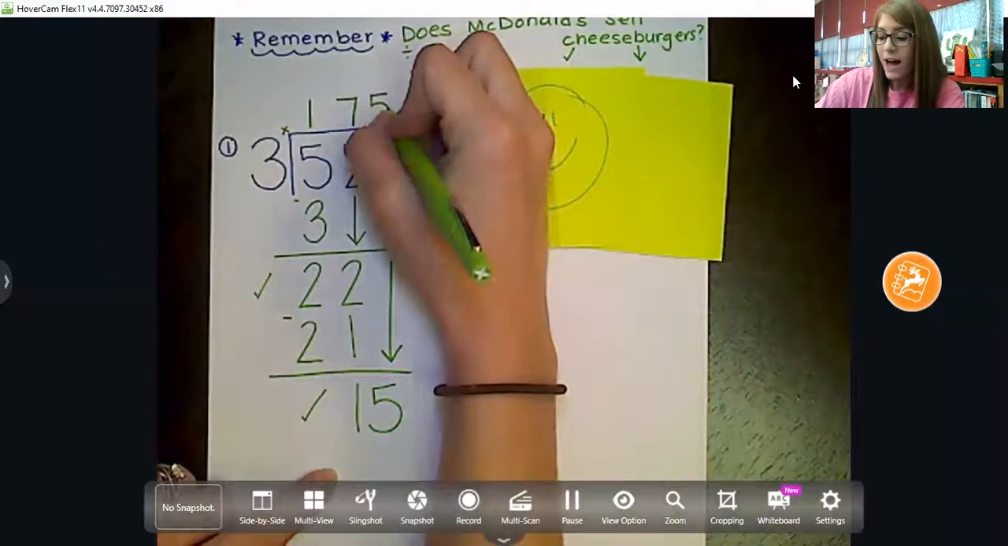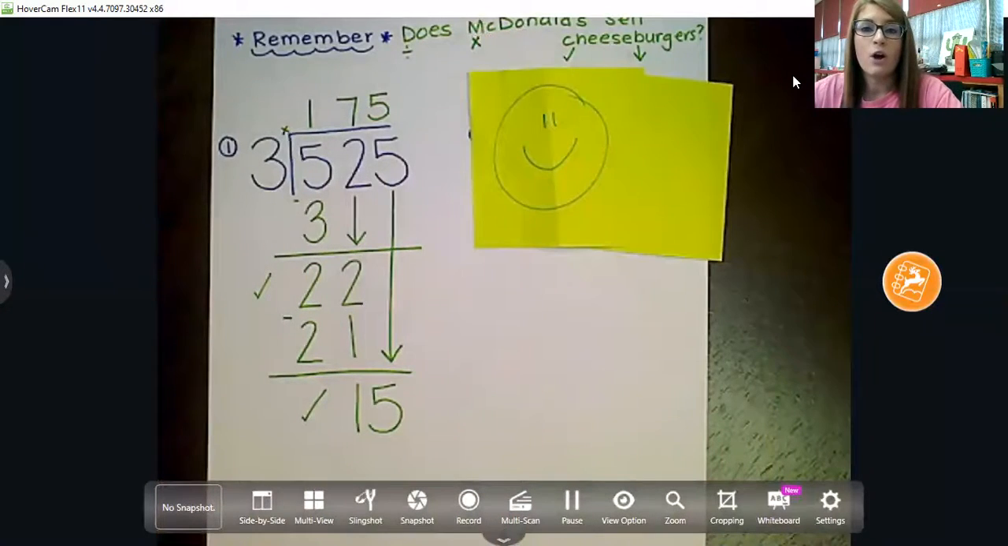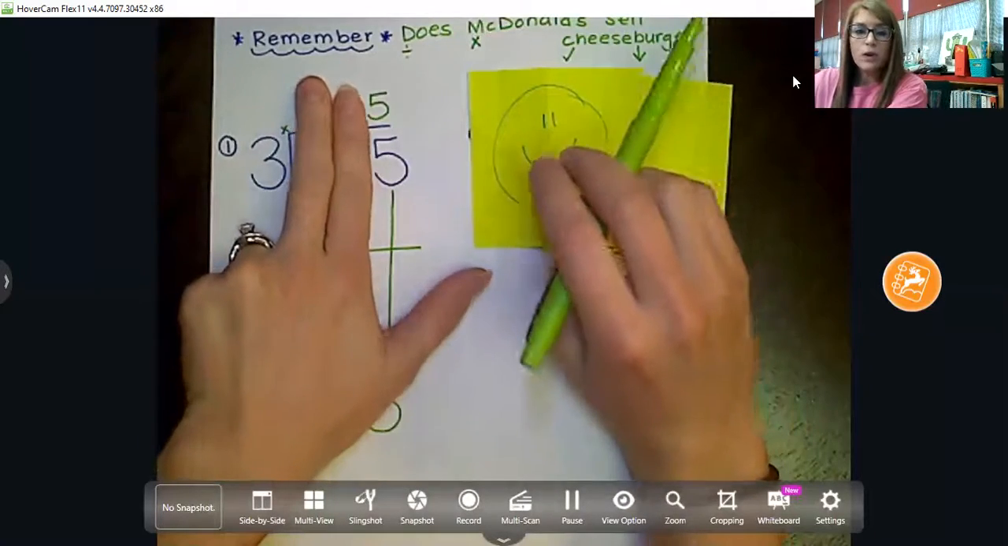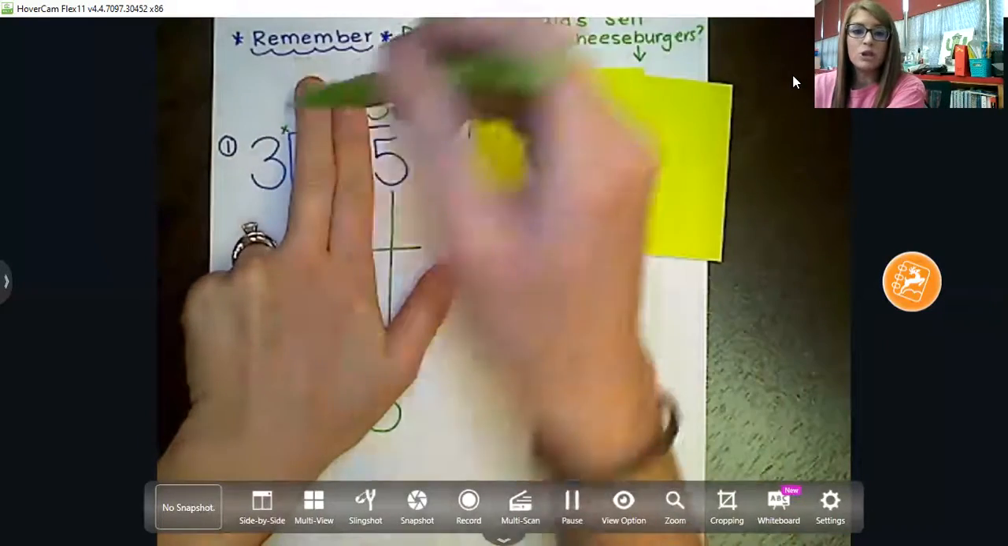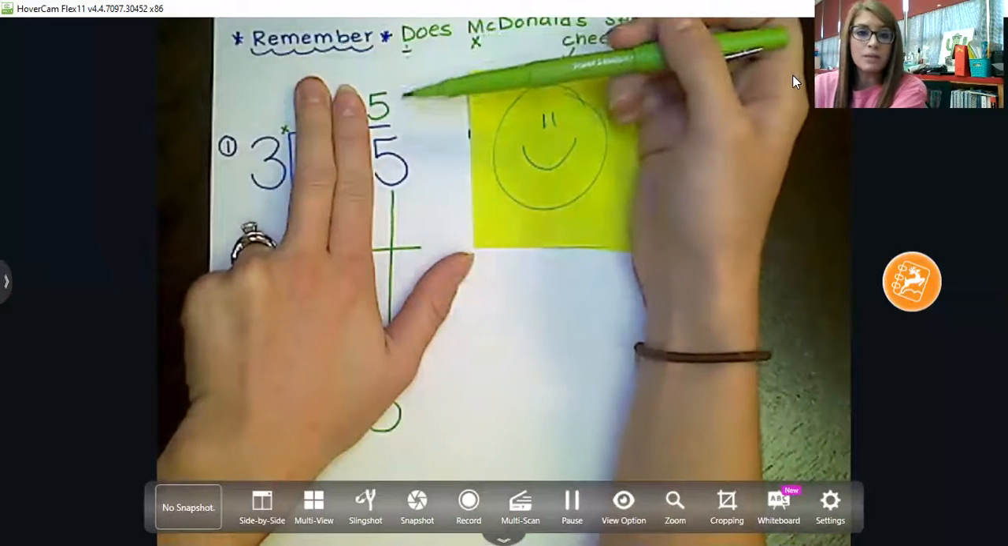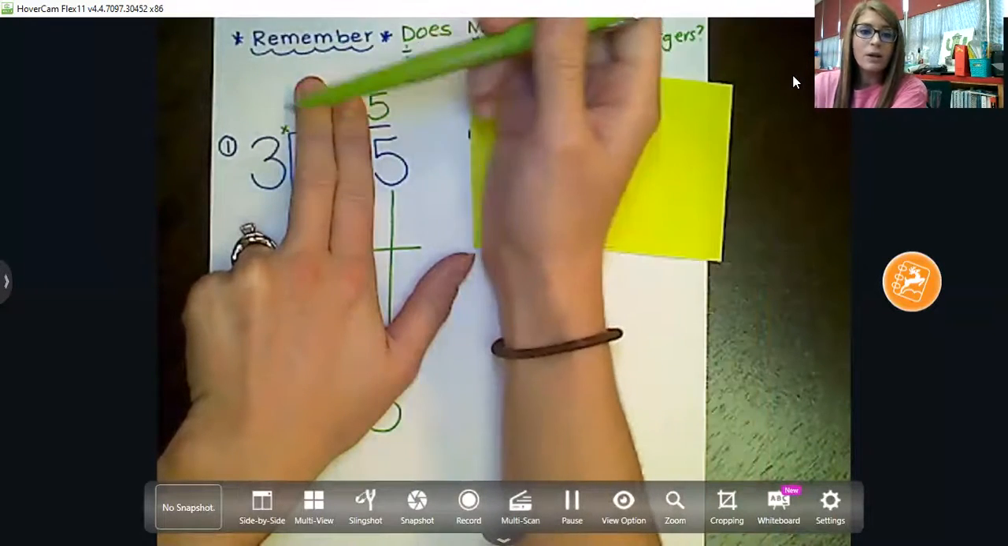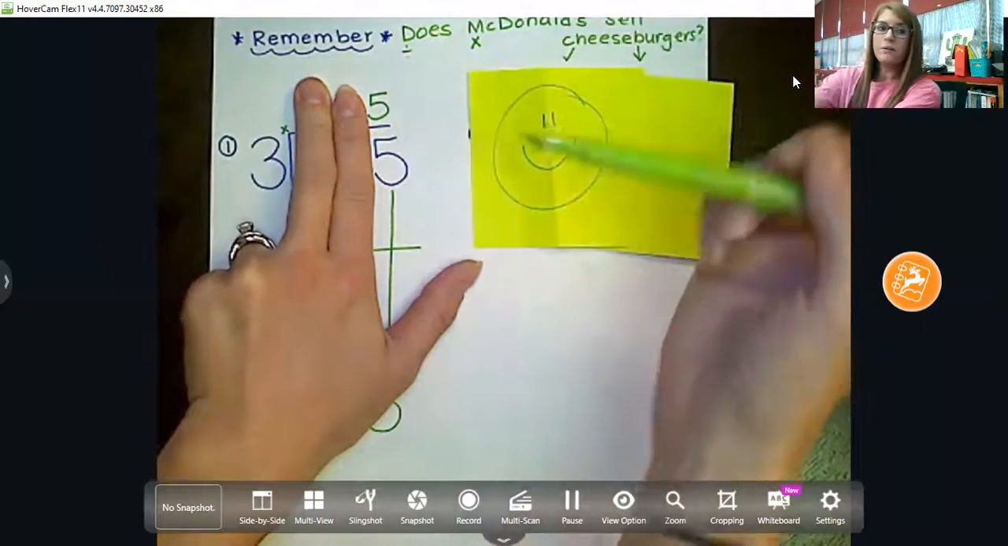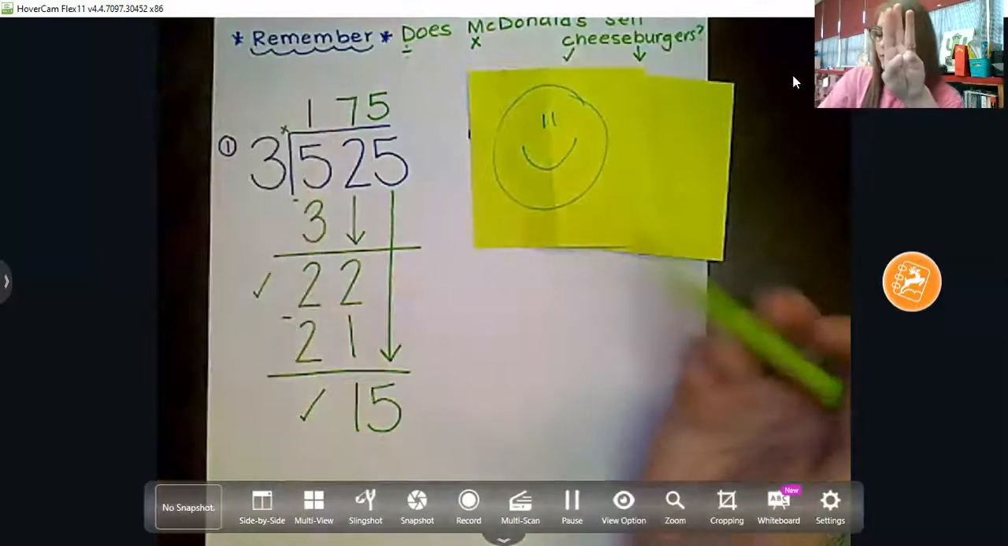Very good. 5 times without going over. All right, so now I'm going to multiply. Remember, I'm going to ignore those two numbers that are already there because I'm just going to multiply by the number I just brought to the top. So 3 times 5 is going to give me what, fourth grade? Very good. 5, 10, and 15.